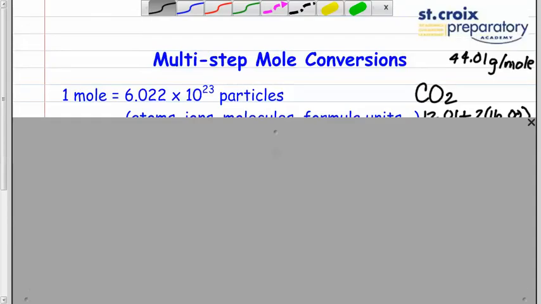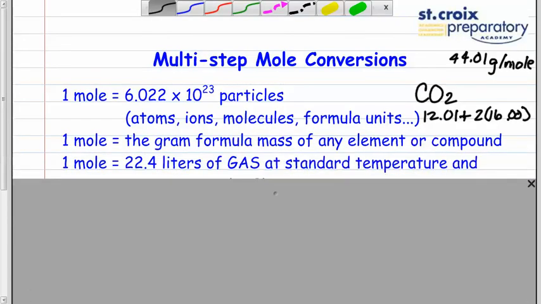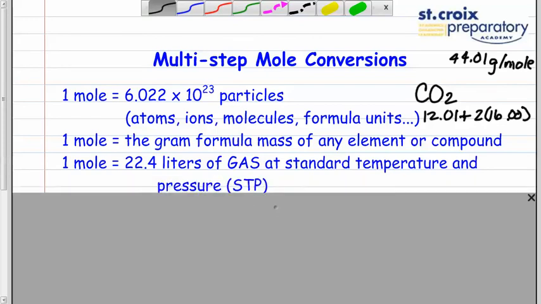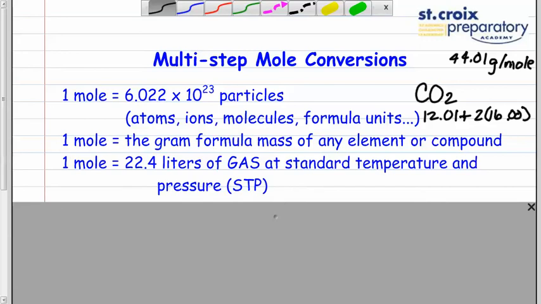Finally, we have one more conversion factor when it comes to a mole, and that is that 1 mole of any substance, as long as it is a gas at standard temperature and pressure, is equal to 22.4 liters. So we can go from moles to particles, moles to mass using gram formula mass, and moles to liters. Now don't forget, this liters does not apply to volume of liquids, only of gases, and only at standard temperature and pressure. So let's get started and give a problem a try.